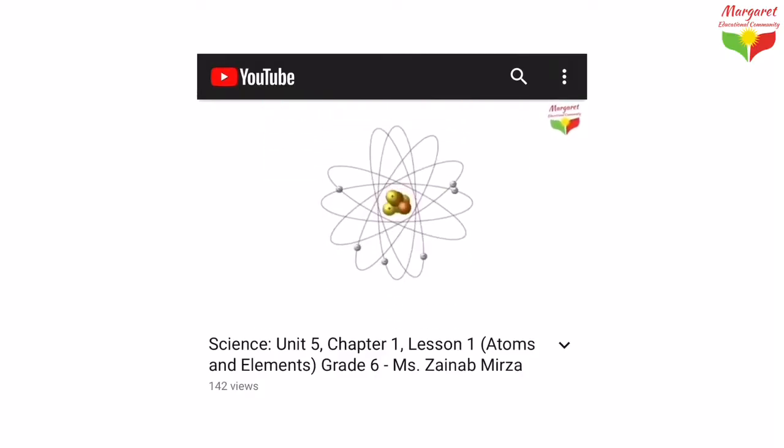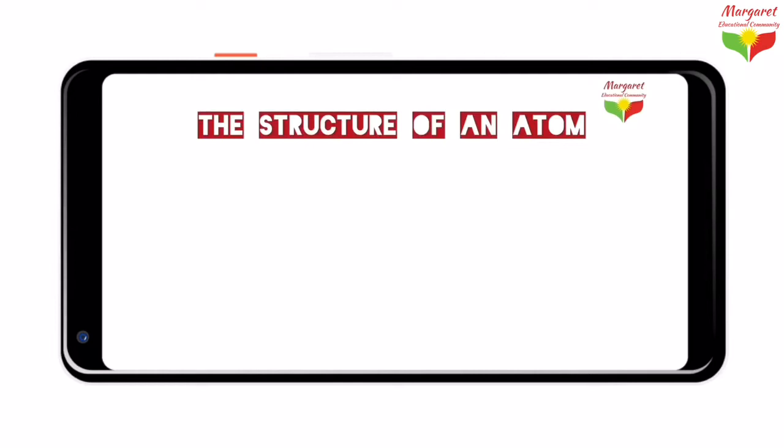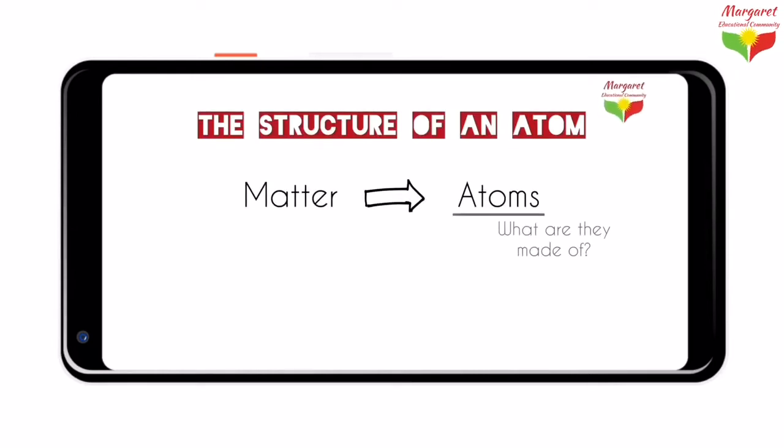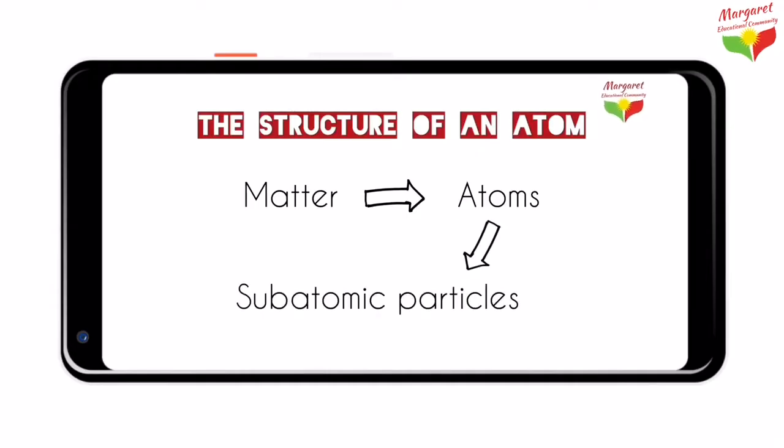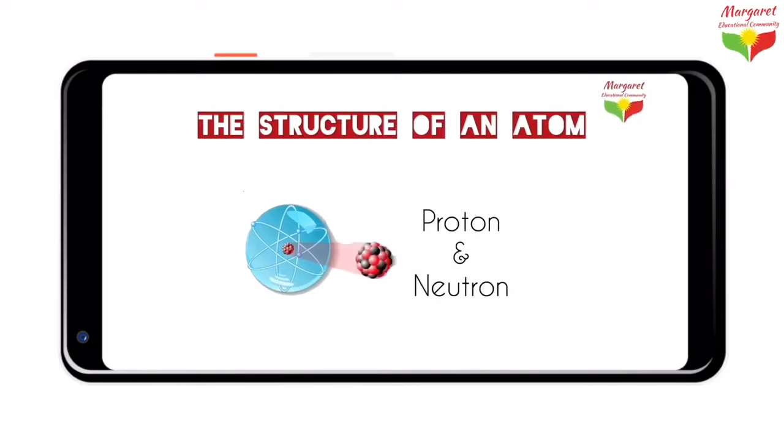So, let's start reviewing grade 6. Now we know that matter is made of atoms. But have you ever asked yourself what atoms are made of? They are made of subatomic particles. The nucleus, that is the very tiny center of an atom, contains protons and neutrons. The proton is a subatomic particle with a positive charge, and the neutron is a subatomic particle with no charge.